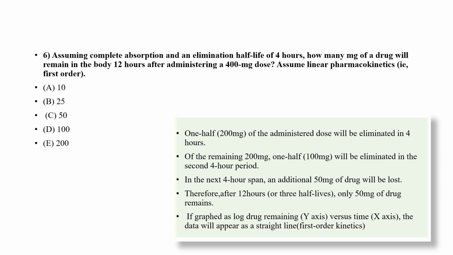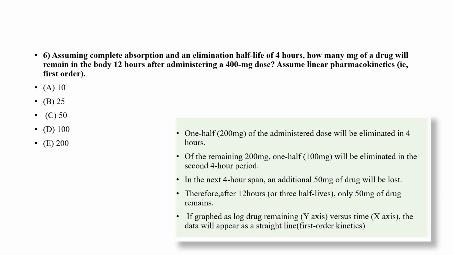Okay, so in this question what do we know? The elimination half-life of the drug is 4 hours and the initial dose is 400 milligram. We need to calculate the amount of drug remaining in the body after 12 hours. After 12 hours, with a half-life of 4 hours, 12 hours means 4 into 3, that is 3 half-lives. So what will be the drug remaining in the body after 3 half-lives?